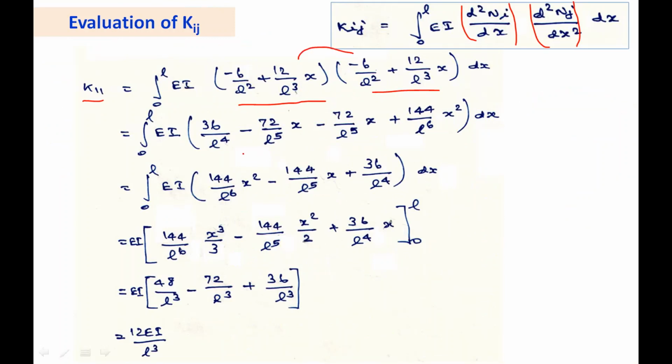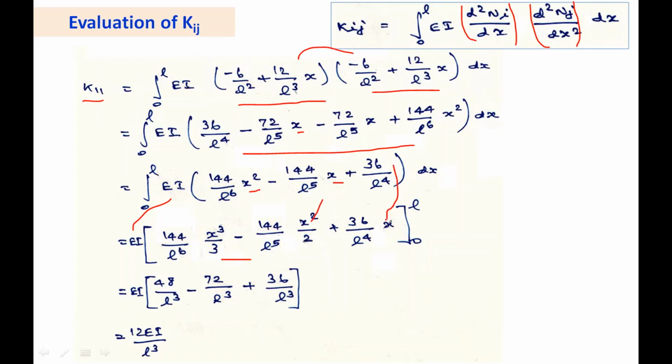Multiply these two bracket terms, you will get 4 terms. EI times 36 by L power 4 minus 72 by L power 5 x minus 72 by L power 5 x plus 144 by L power 6 x square dx. You simplify this term. So 144 by L power 6 x square and the x part is added. So we get minus 144 by L power 5 x plus 36 by L power 4. Now do the integration. EI is taken outside. So 144 by L power 6, x square will become x cube by 3. Similarly here x will become x square by 2.